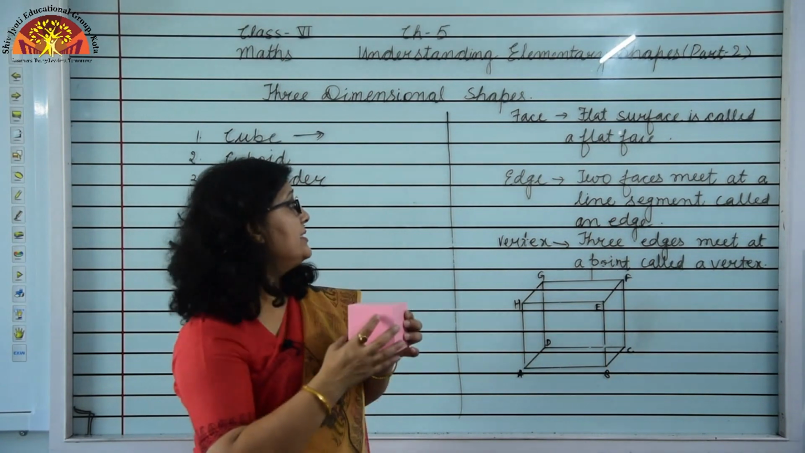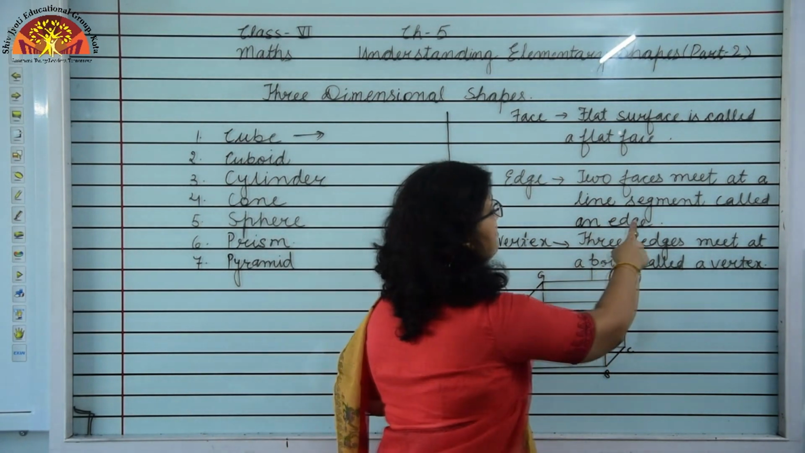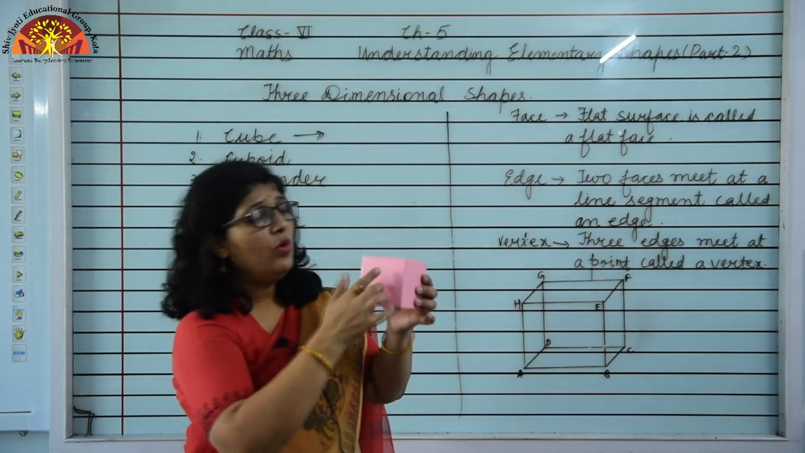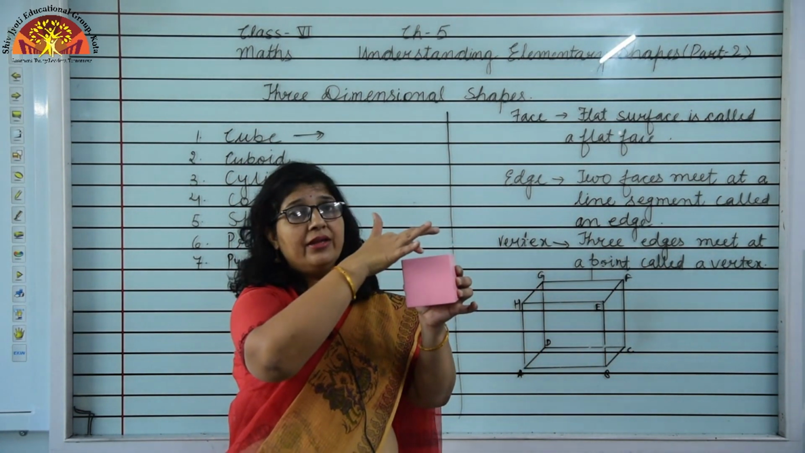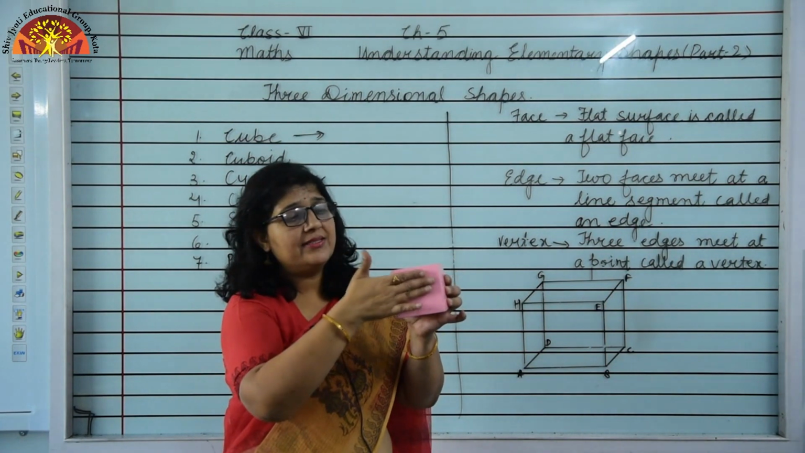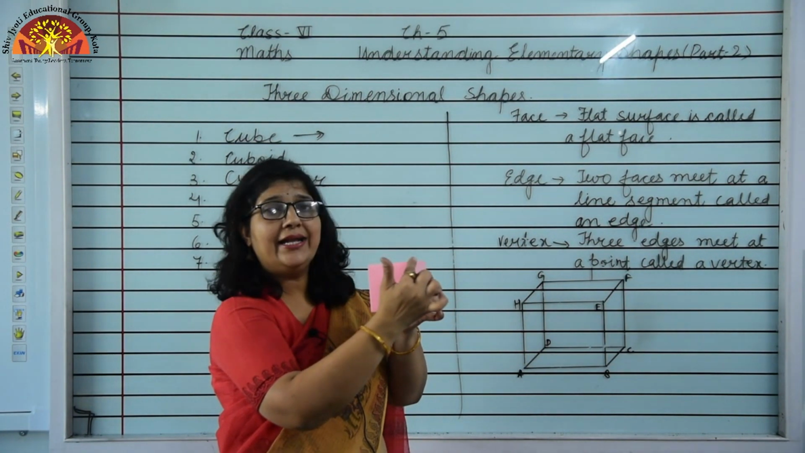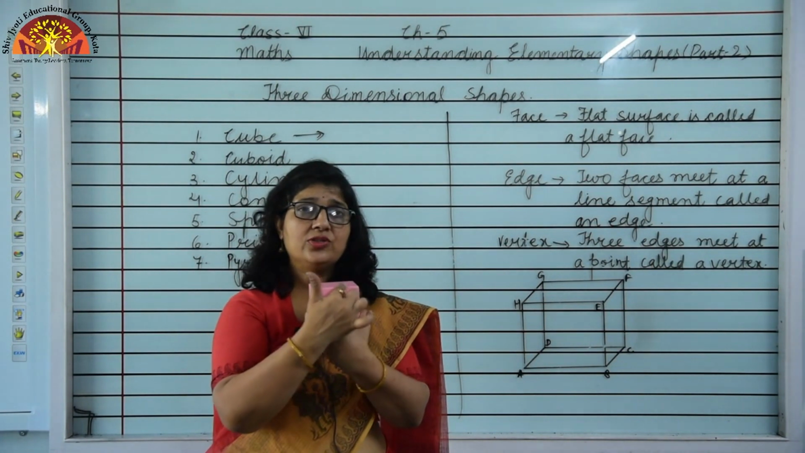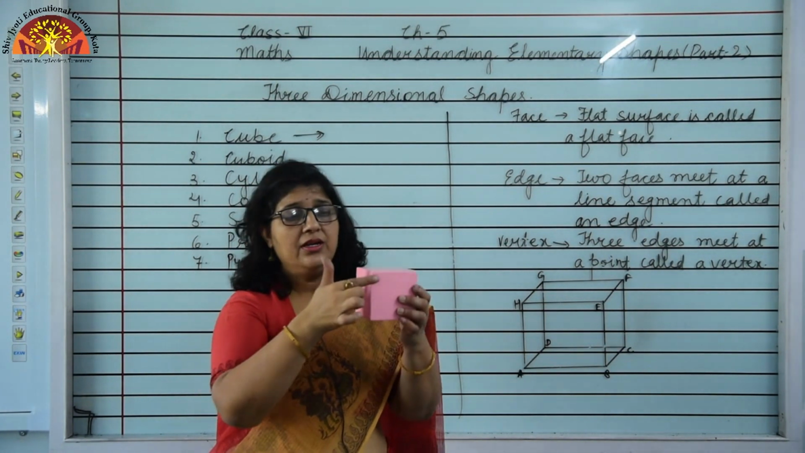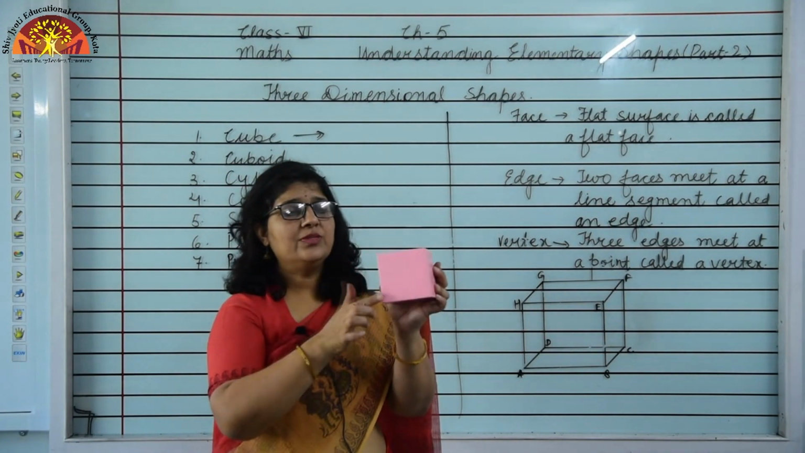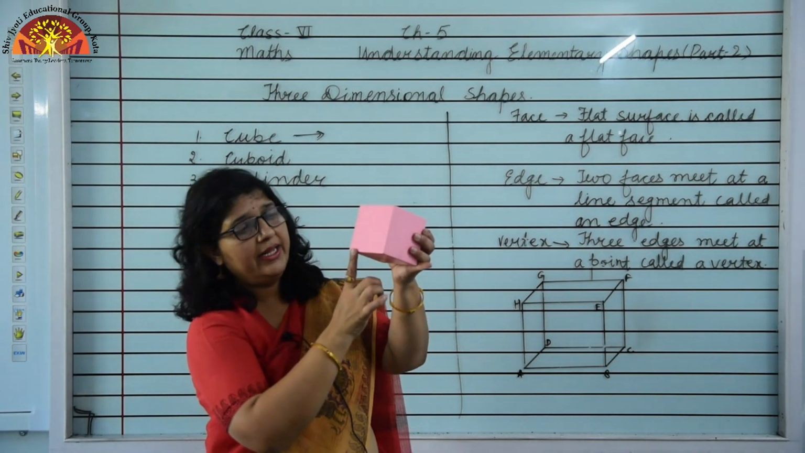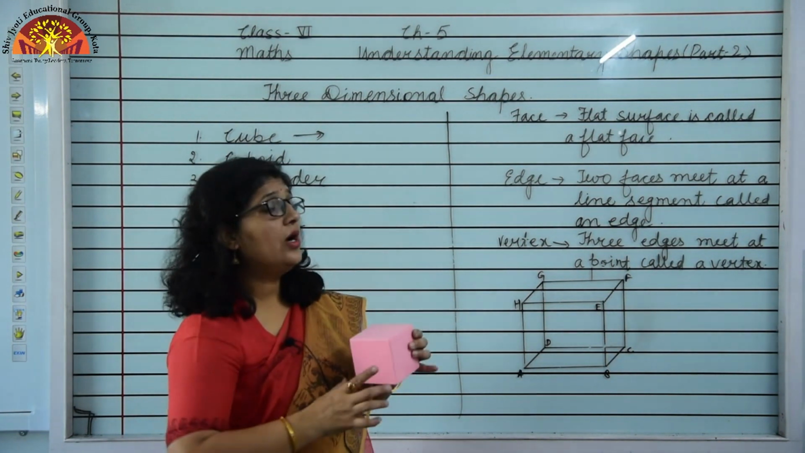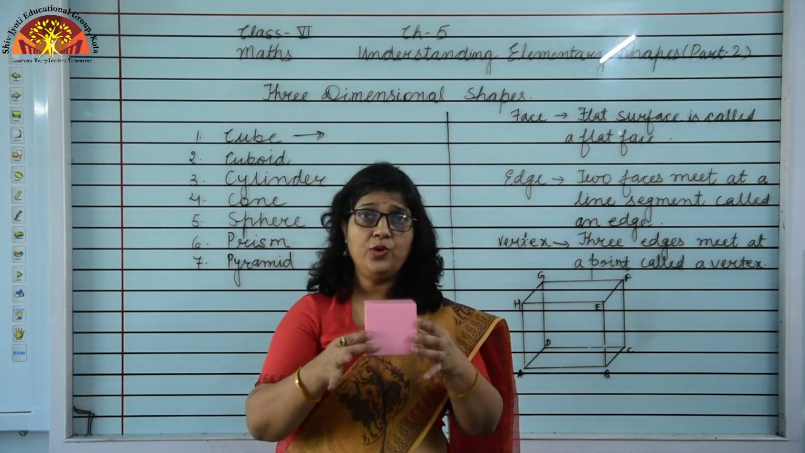And what are the edges? Edges means two faces meet at a line segment called an edge. So two faces कहाँ पर मिल रहे हैं? ये first one face and this is the another face and they meet at a line. This is the edge. Understood? This is also an edge. This one, this one, this one, and this one. And in the bottom we have 1, 2, 3, and 4 edges. So how many edges in a cube?